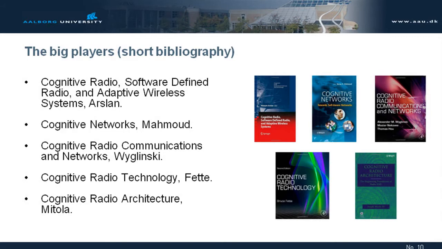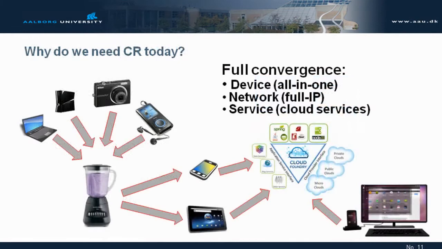So, once we have a bit of this reference basic ground, let's go into why we need cognitive radio today. Because you could say, okay, it's nice, it's funny, you could simply take it as an academic exercise, but why do we need cognitive radio or something that goes in the direction of cognitive radio? That's because still today, we have what we call the full convergence.